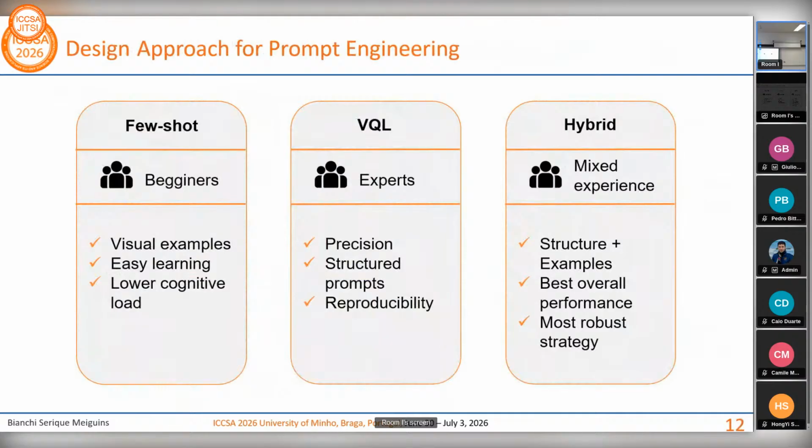Based on the results, you can suggest different strategies for different users. Few shot prompt, when you use the visual image as an example for the users, is useful for beginners because with the visual examples, the task is easier to conduct. VQL is more appropriate for expert users who need precision or want to describe the data visualization scenario in more detail. The hybrid approach is useful for users with different experience levels because it combines structure and examples. In this study, the hybrid strategy had the best overall performance.